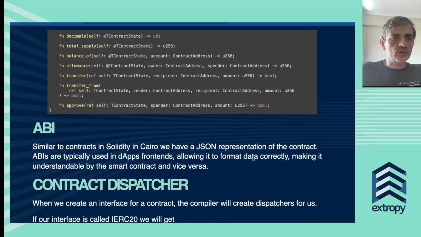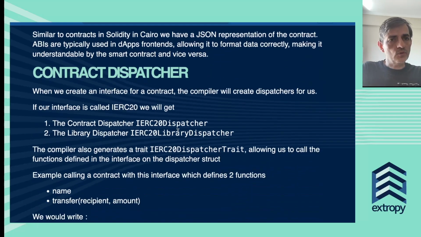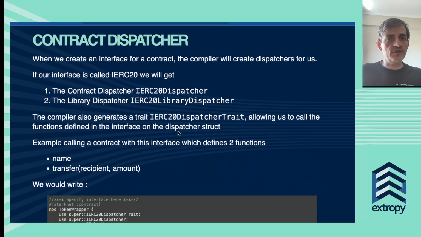We're also able to create an ABI, which is a JSON representation of this interface. So this means that this is something that we can use within a front end, for example, and it allows the front end to know how to call functions within the contract. Now, when we create an interface for the contract, the compiler will create dispatchers for us.